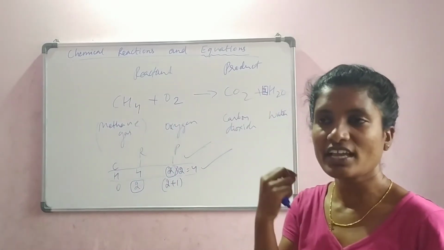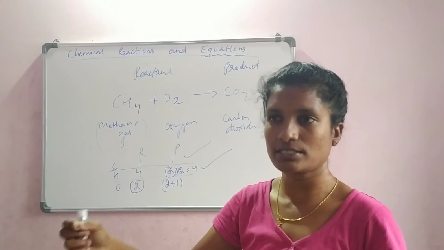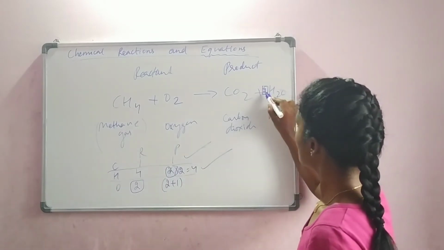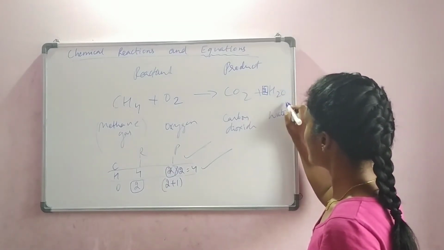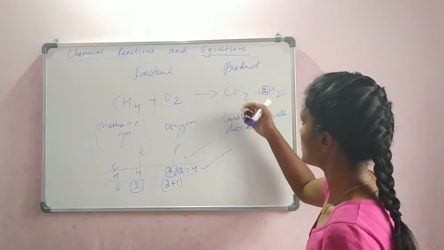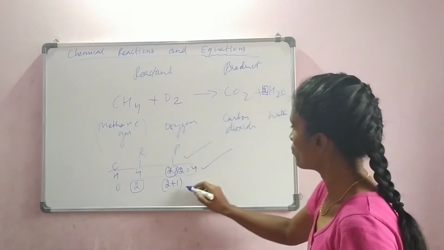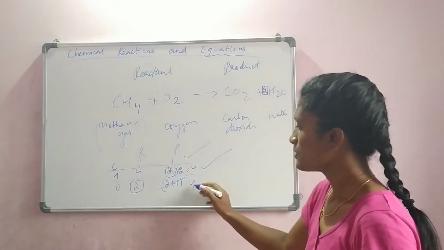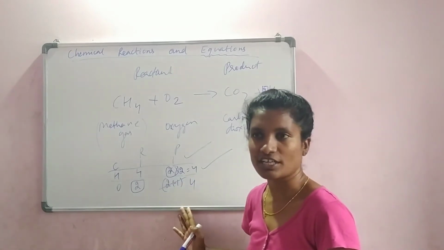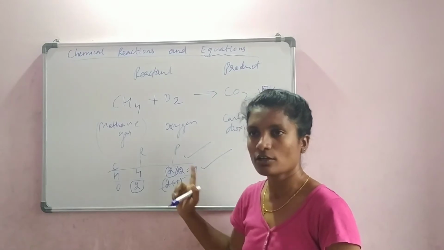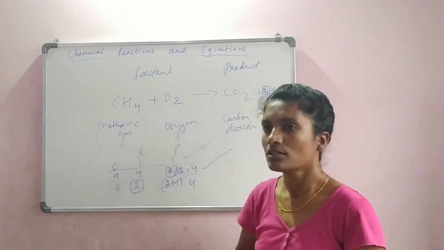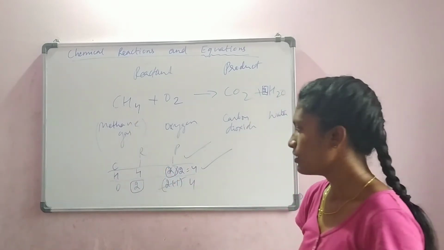But did we affect any other elements? Yes. Let us check. Earlier it was only 1 oxygen here and 2 oxygen here. Combinedly they had 3. But we changed it. 2 plus 2, it became 4. Right? Now it is 4 oxygen on the product side, 2 oxygen on the reactant side. So let us try balancing oxygen now.